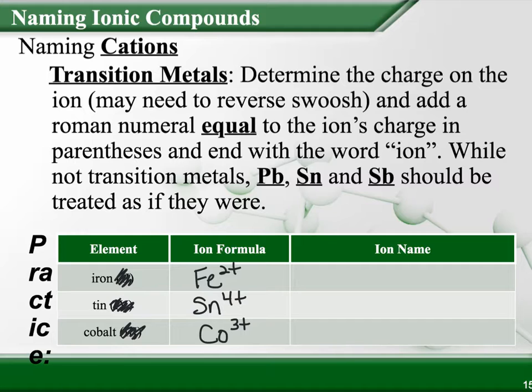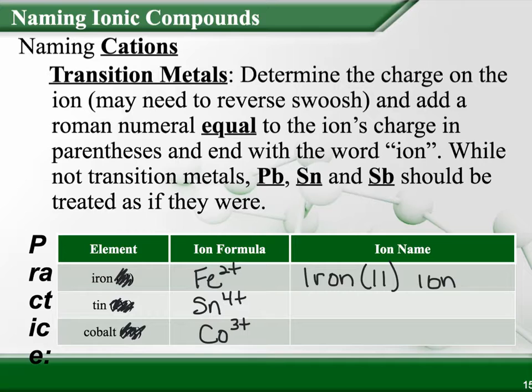Alright, so looking at our formula for iron, we see that it has a 2+ charge, which means when I'm naming that, I'm going to write iron and then in parentheses the Roman numeral 2 to indicate the charge. So that's the first name, and then we're going to go ahead and add the word ion.